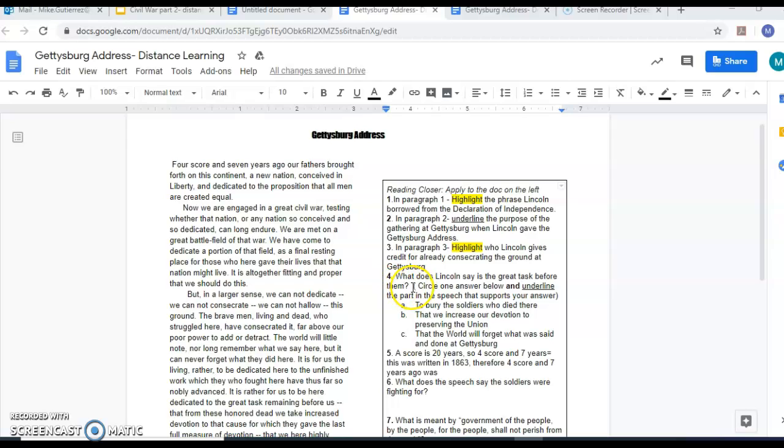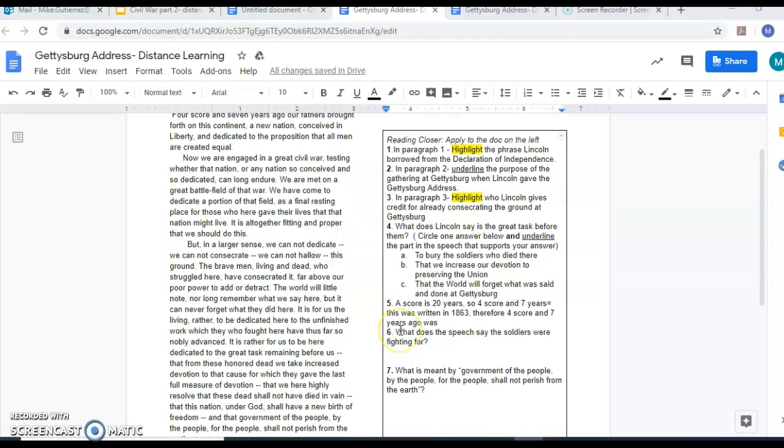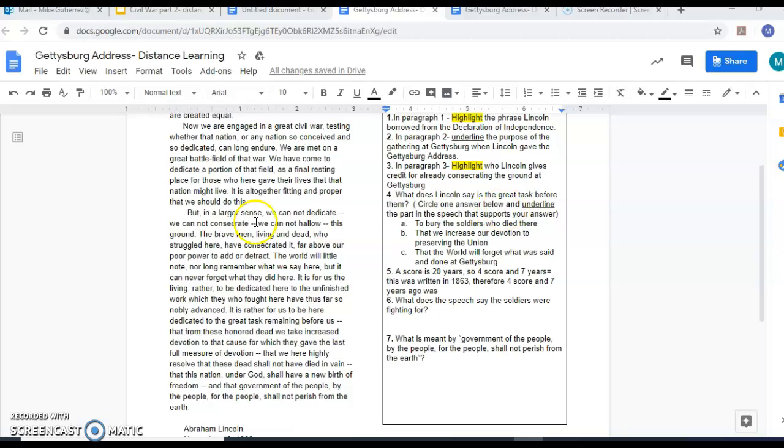Here, what you're going to do is circle one answer below and underline the part of the speech where it supports your answer. So here are the 3 choices that you have. You're going to circle either A, B, or C, and you're going to find support for your answer, which you're going to underline once you find it here in the speech.